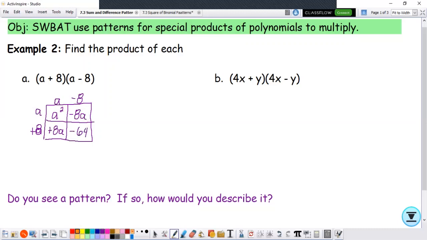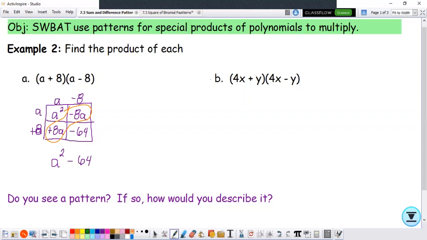And I see that we do have like terms. And I also see that these like terms are opposites, so they're actually going to cancel each other out. So my answer ends up being another binomial, but this time it is a squared term for my leading term, a squared minus 64.